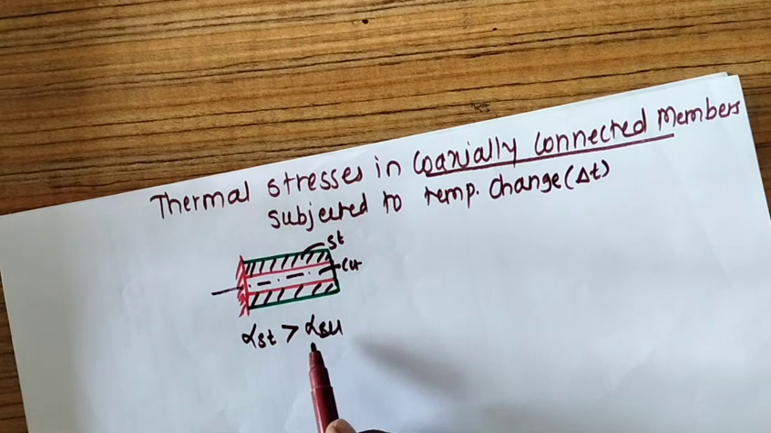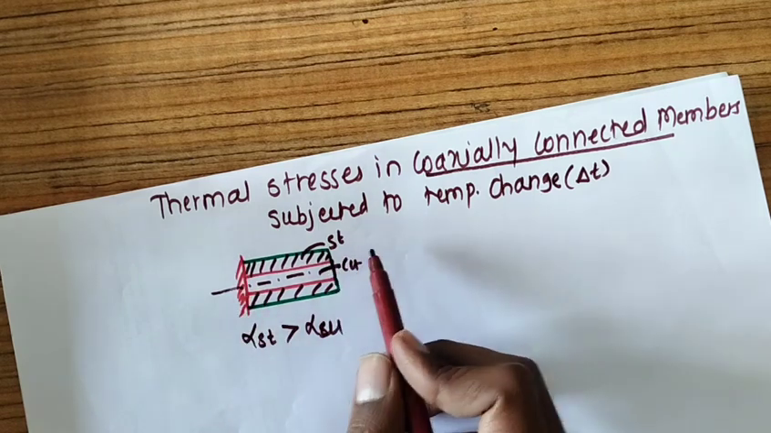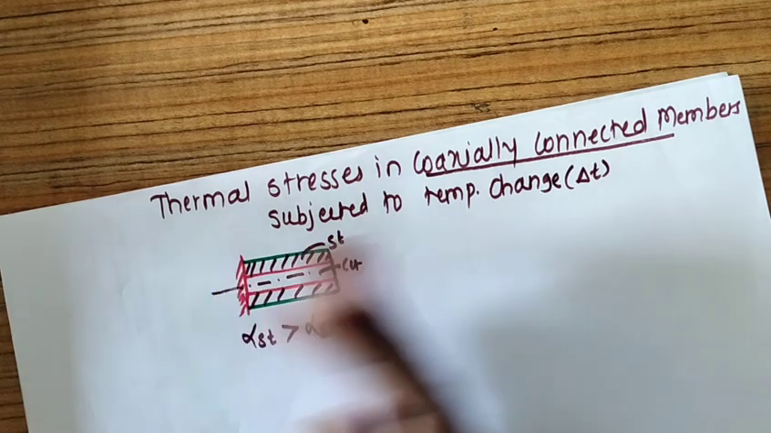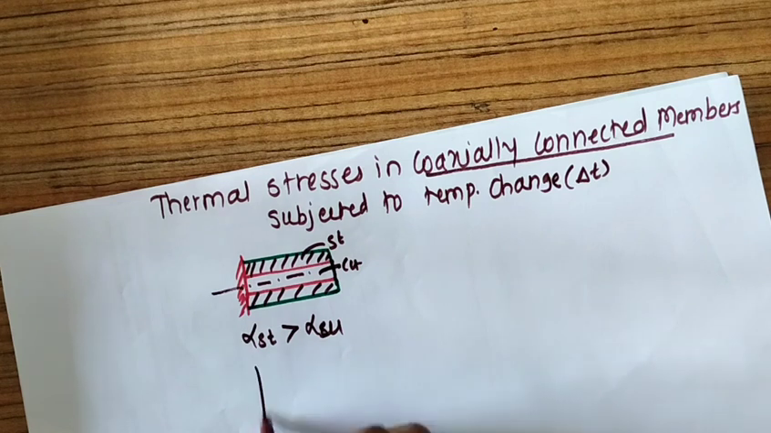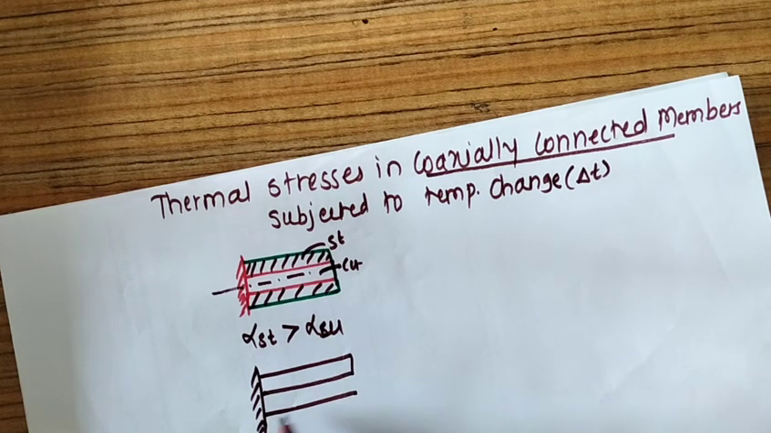So what happens due to this? We know that as these bars are fixed at one end and free at the other end, if you allow them to expand freely, they will expand like this. Now for a moment, let's assume that the steel and copper are separated, meaning they are not coaxially connected. If they are separate bars, let's say this is a steel bar, and this one is a copper bar. I am assuming that the separate bars have the same length.